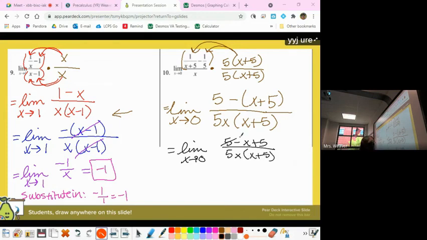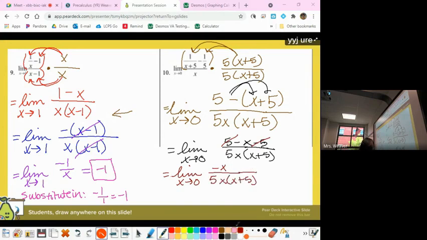Okay, so the 5, oh, I didn't distribute. Okay, so when I distribute that, that becomes negative x and negative 5. Self-correction is a good thing. Okay. Now the 5 minus 5 cancels. That gives me, if you want to write it as another step, negative x over 5x times x plus 5.